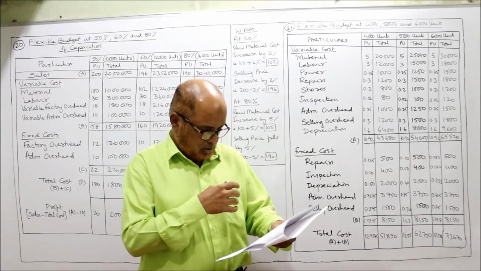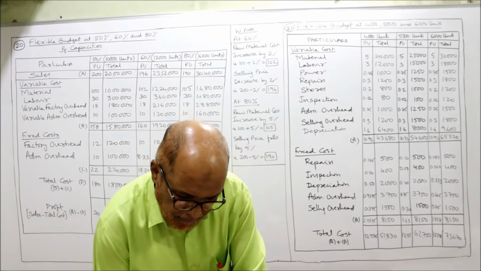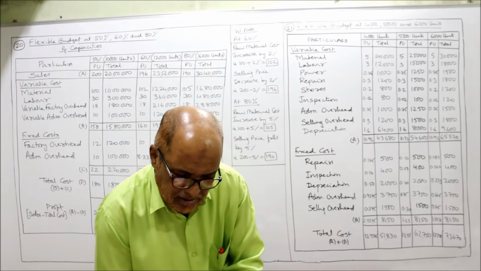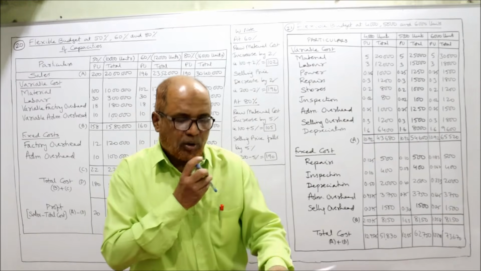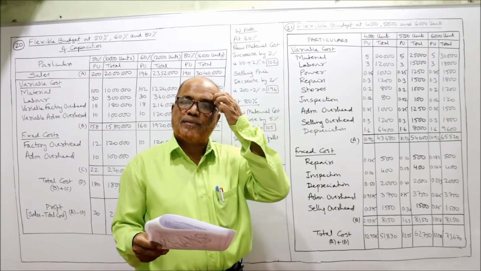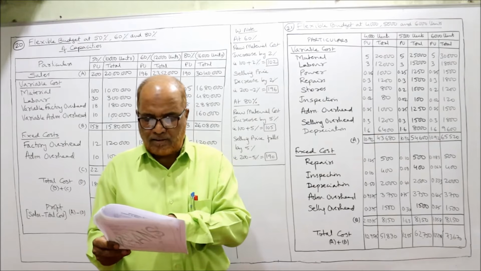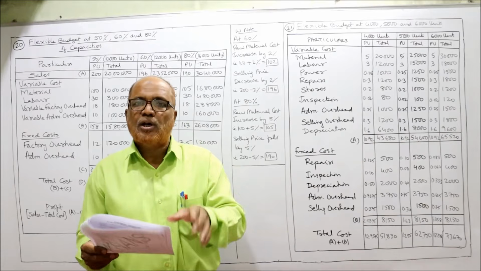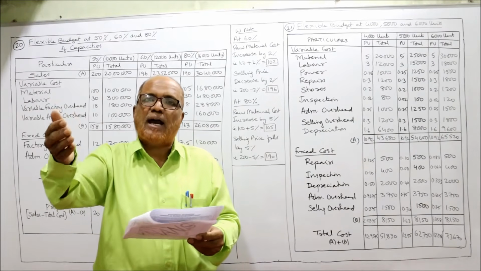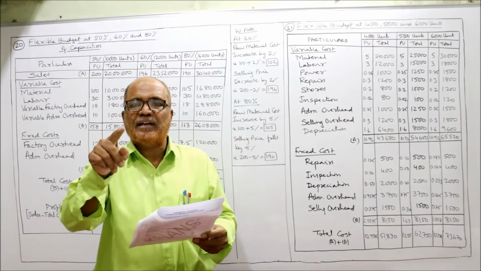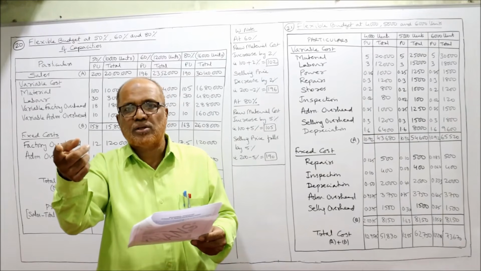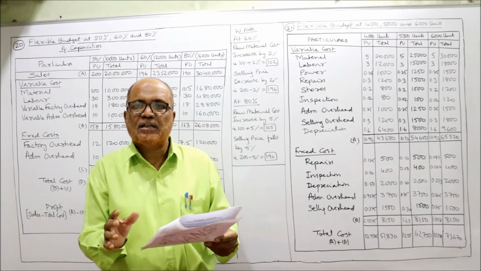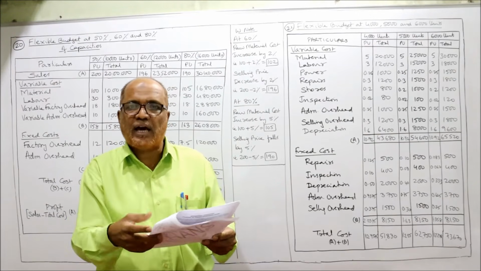It is not 25%, it is 20%. There's a printing mistake there. In the problem, make it 20%. So 5,000 into 20%. So 20% is 1,000. So increase by 1,000 and decrease by 1,000. So 5,000 plus 1,000, 6,000. 5,000 minus 1,000, 4,000. So we have to make a budget at 4,000, 5,000 and 6,000.